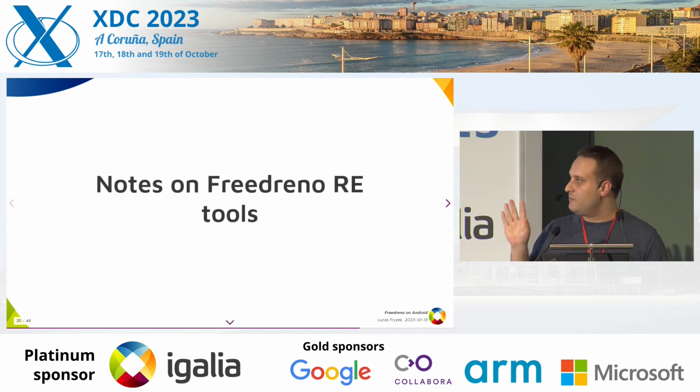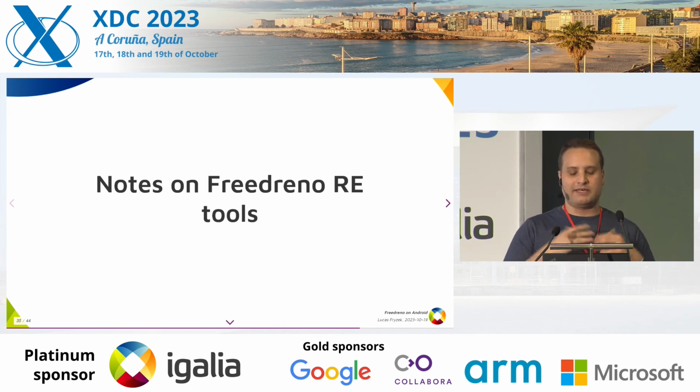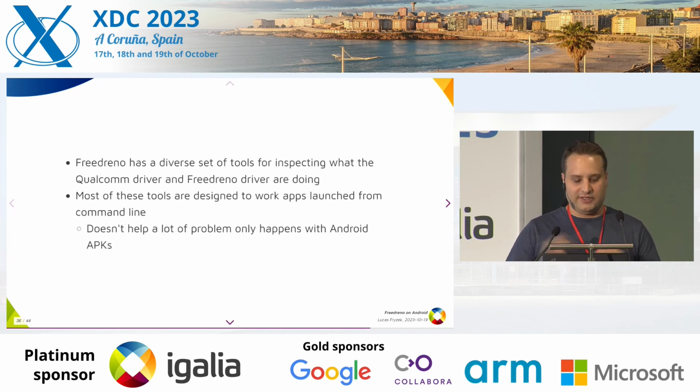So I'm just going to talk a little bit about the Freedreno reverse engineering tools, because the last thing I did in this work was getting them to work for debugging this use case. If you're not familiar with them, Freedreno has a diverse set of tools for inspecting the GPU state, but they're pretty much all designed to run from the command line in a Linux environment. So if you're trying to debug an Android APK, they're not that helpful.